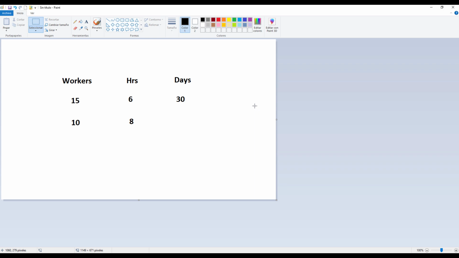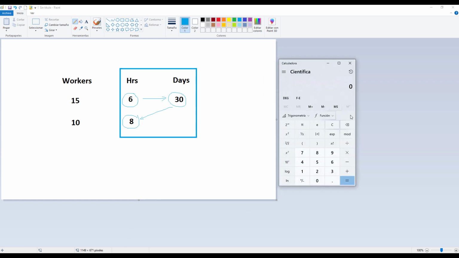Again, you have so much data here, you need to group the information. For example, you can organize here, and you can multiply and divide the result. The calculator here: 6 times 30 divided by 8.